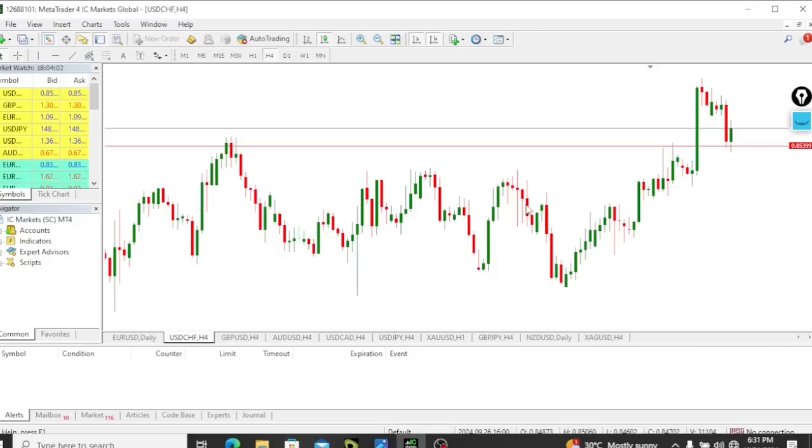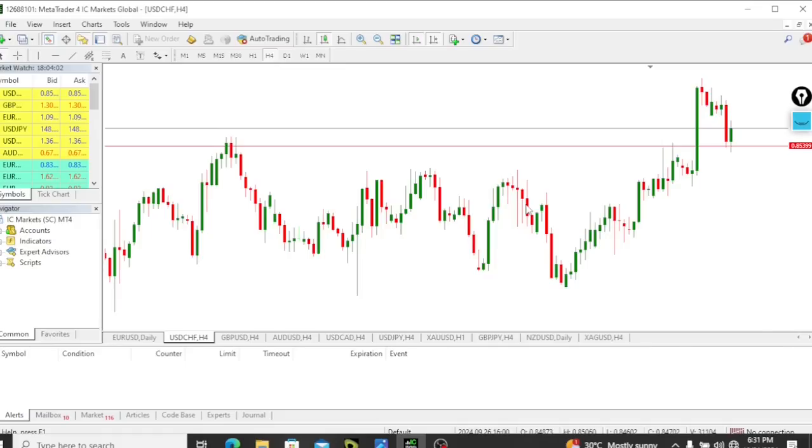So in this example, I'm going to be using the daily candlestick chart, although what I'll be discussing with you will work perfectly well on any time frame. But I would prefer to use the daily candlestick chart to analyze and show you exactly what I mean. But I can assure you it will work perfectly well on any time frame.